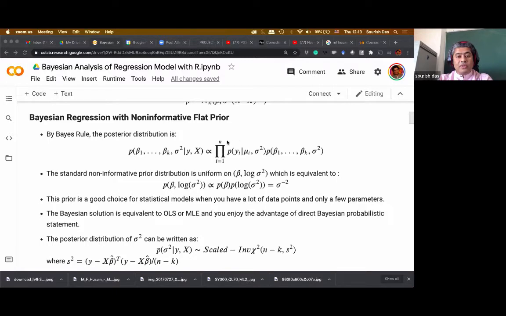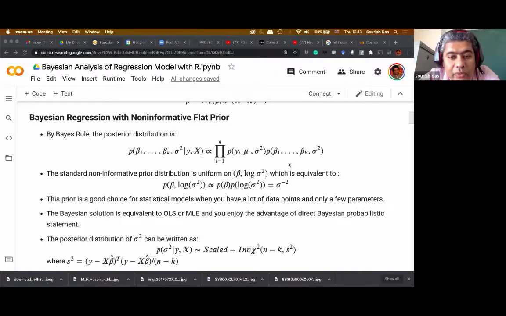So sigma square. This product is my likelihood. Okay. Product of i equal to 1 to n, P of yi given mu sub i, sigma square. This product is my likelihood. And this P of beta 1 to beta k comma sigma square is going to be my prior. Now I have to choose a prior; first we are going to choose a non-informative flat prior.